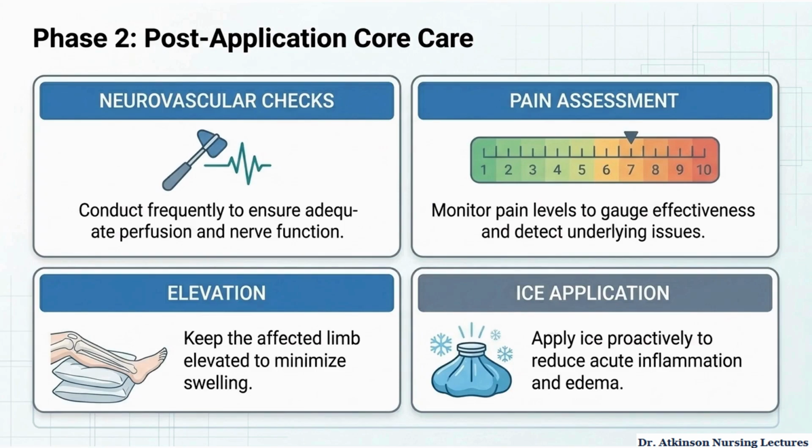After immobilization is applied, nursing priorities focus on continuous neurovascular monitoring, pain assessment, edema control, and ice therapy. Frequent checks of pulses, capillary refill, sensation, and motor function are critical during the first 24 to 48 hours when swelling is greatest. Increasing pain that is disproportionate to the injury may signal a serious complication and requires immediate reassessment. Elevation above heart level and properly timed ice application help reduce swelling and improve comfort throughout recovery.